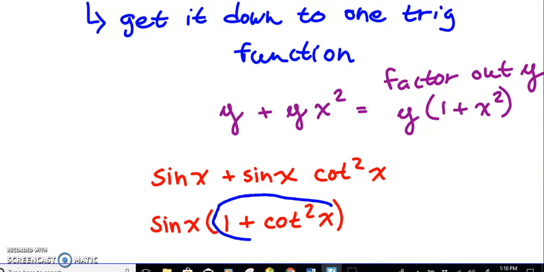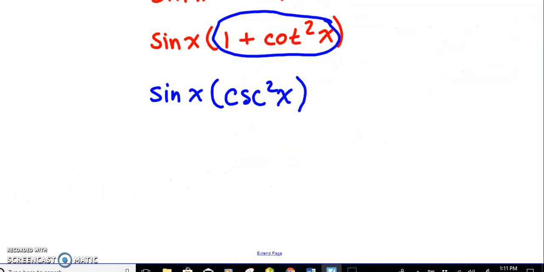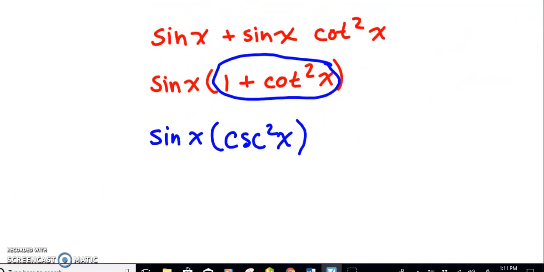So let's go ahead and try to figure that part out. We're going to keep our sine x, but what is 1 plus cotangent squared x equal to? Hopefully you remember, hopefully you wrote it down, that should be cosecant squared x. We talked about that on the last example, about using cosecant to help us find tangent. So we're pulling that back out again. At this point we have sine and we have cosecant squared.